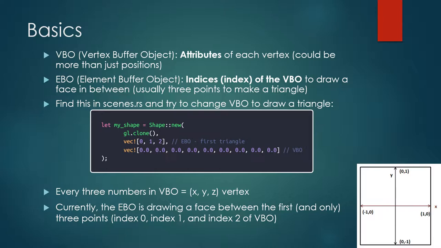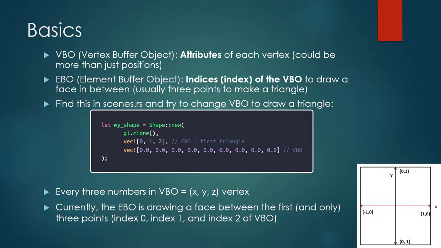If you look in the scenes.rs file, you should see this piece of code. It's supposed to be rendering a triangle, but part of the code is missing. We're supposed to fill it in. So the EBO in the code is a list of indices of the VBO. The VBO is a list of attributes of vertices.